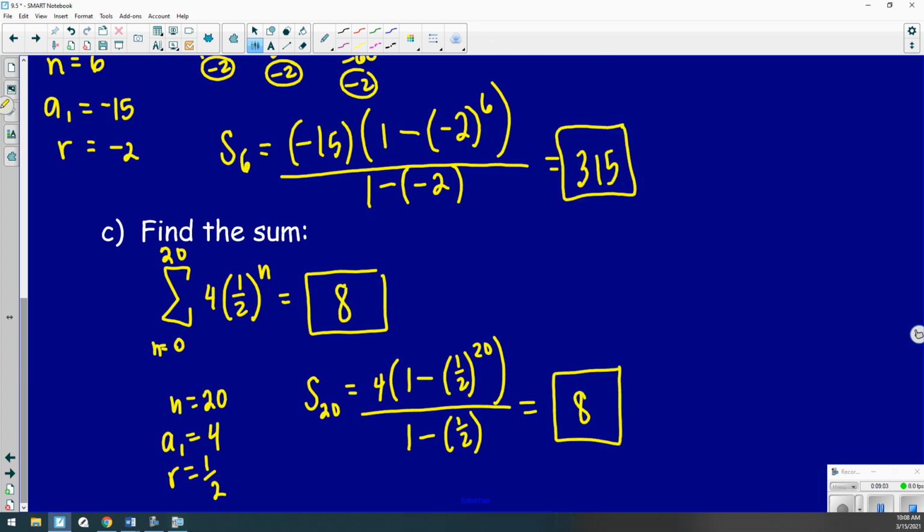So you have options. You can either use the summation on your calculator or you can use the formula. All right, that's all I have to say about geometric series. We'll practice using the formula tomorrow and identifying all of the important pieces that go into the formula.